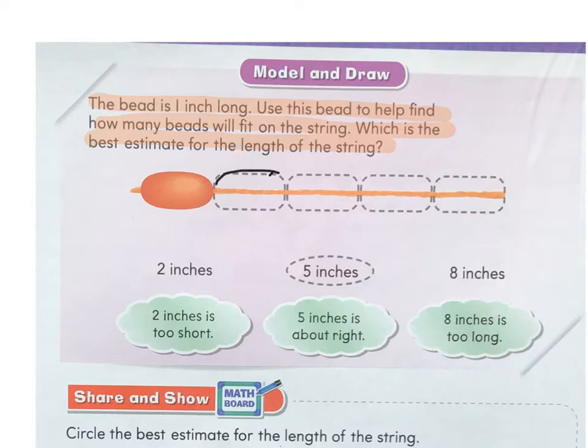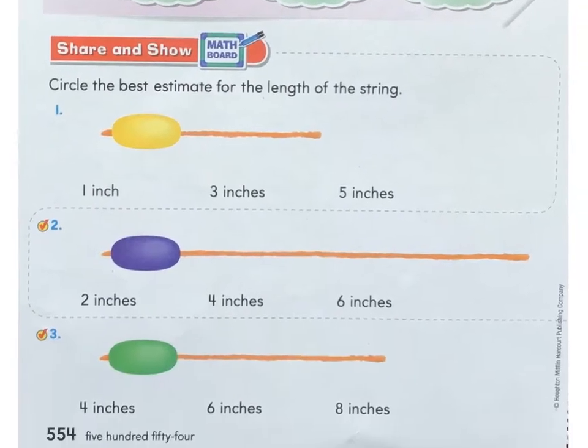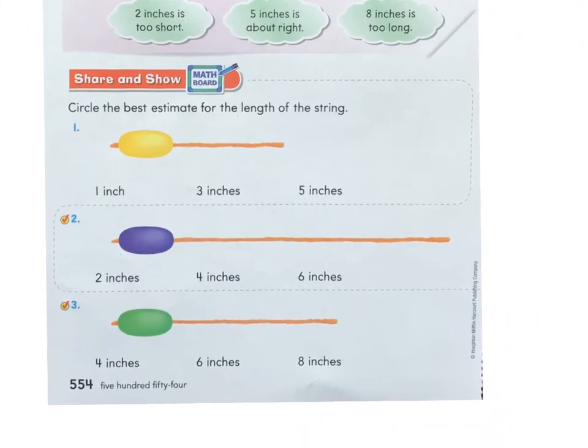So you can go ahead and trace the beads that I just measured out with my finger. And you can see that the correct answer is the string is 5 inches long. Not exactly 5 inches, but about. It's an estimate. It's not the exact answer. It's an answer that's just pretty darn close. Okay, let's now move down to the bottom of the page.